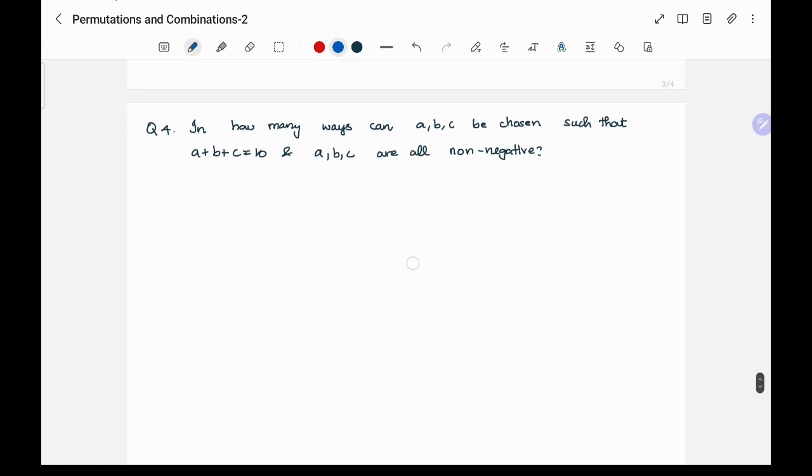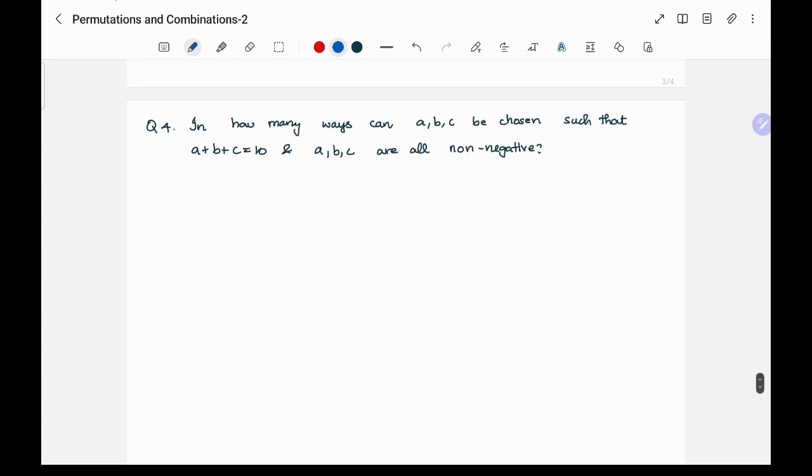In how many ways can A, B, C be chosen such that A plus B plus C equals 10 and A, B, C are all non-negative? So this one is the same as the previous question, but in the previous question what we had?